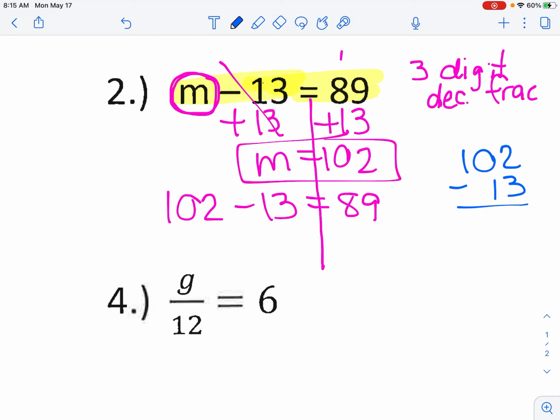Can't take 3 from 2, can't borrow from a 0, borrow from your 1. I'm going to borrow from my 10. So 12 minus 3 is 9, and 9 minus 1 is 8. Okay, so if we look at 89 and 89, now we can say 89 equals 89, check.